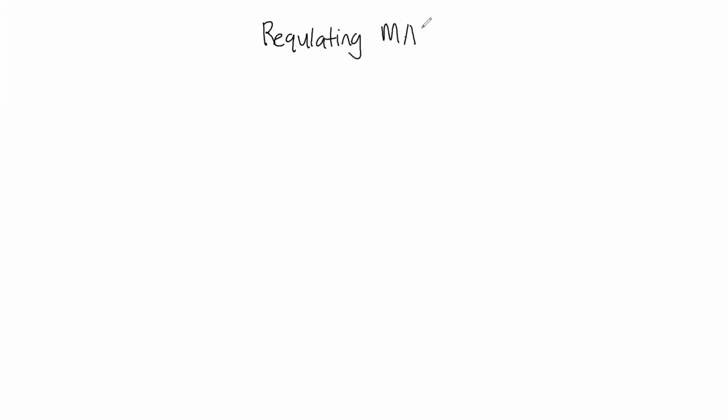So how do we regulate mean arterial pressure? We want to remind ourselves that the relationship of mean arterial pressure is cardiac output times total peripheral resistance. And then we also substituted out cardiac output for stroke volume and heart rate. So our three factors that influence mean arterial pressure are stroke volume, heart rate, and total peripheral resistance, okay?